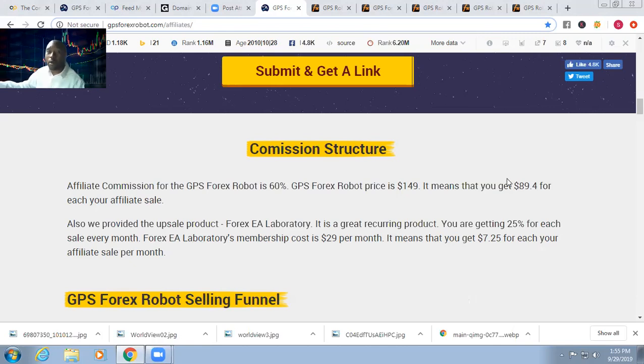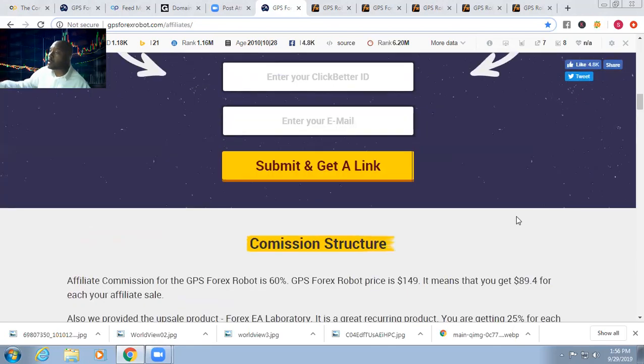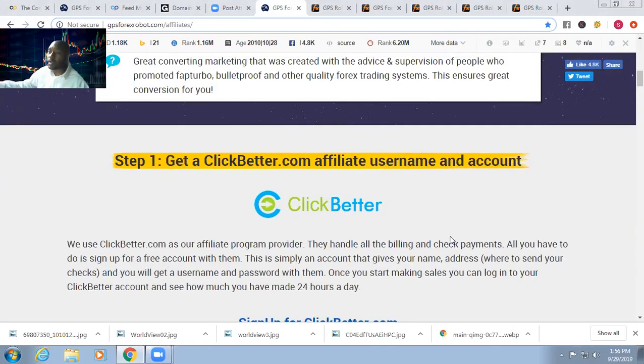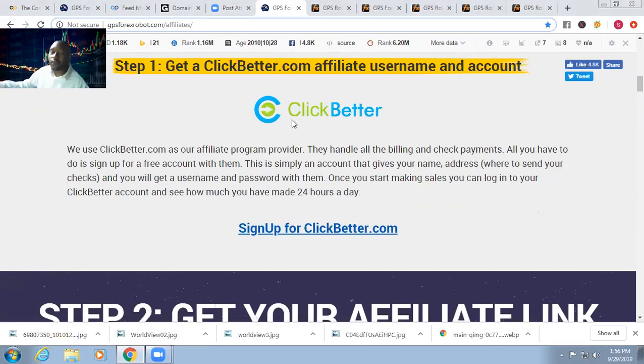So you're going to need a marketing platform. You need a platform like the one you see me using, presenting this robot and this system to you. So you already see that you can earn $89 for every person you refer to this robot. And all you have to really do is just go to clickbetter.com and sign up for their affiliate program.